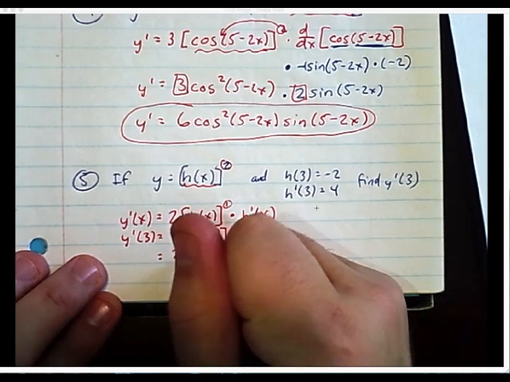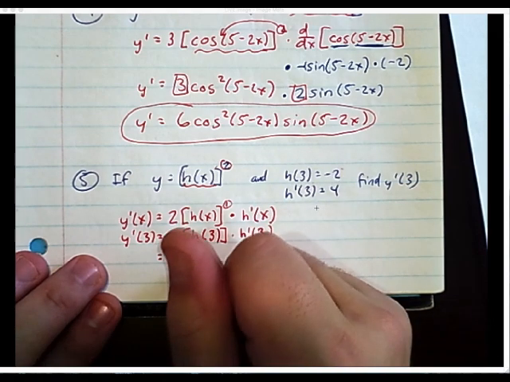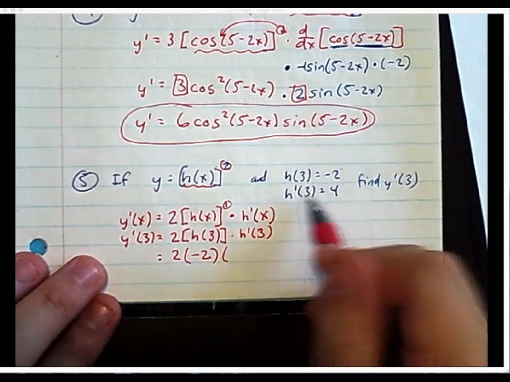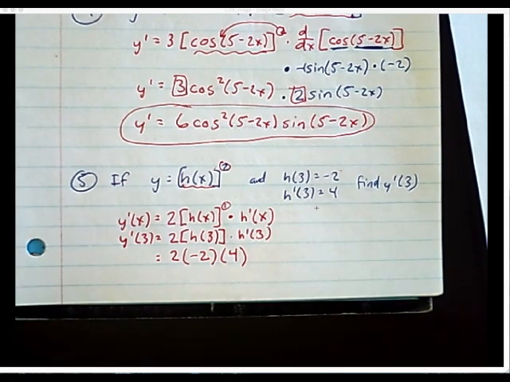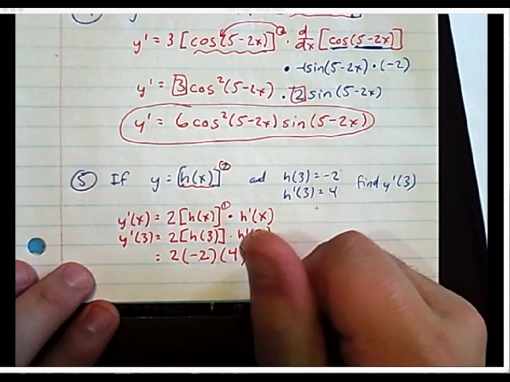So 2, what is h of 3? It tells me in the problem h of 3 is negative 2 times h prime of 3 is 4. So 2 times negative 2 is negative 4 times 4 is negative 16.